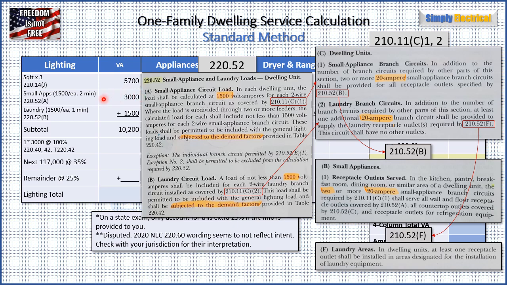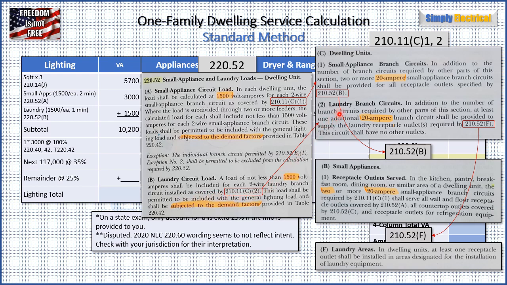So let's move on to the laundry. A minimum of 1 circuit is required at 1500 volt-amps each, and 220.52(B) tells us that. So let's go down here to B, laundry circuit load. A load of not less than 1500 volt-amps shall be included for each 2-wire laundry branch circuit installed as covered by 210.11(C)(2). Well, that points us up here.